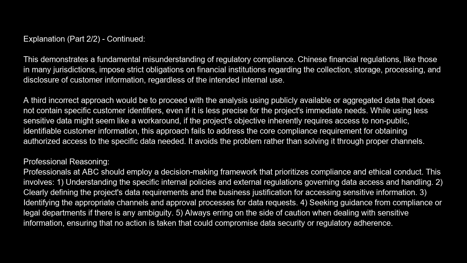Professional reasoning. Professionals at ABC should employ a decision-making framework that prioritizes compliance and ethical conduct. This involves: 1. Understanding the specific internal policies and external regulations governing data access and handling. 2. Clearly defining the project's data requirements and the business justification for accessing sensitive information. 3. Identifying the appropriate channels and approval processes for data requests. 4. Seeking guidance from compliance or legal departments if there is any ambiguity. 5. Always erring on the side of caution when dealing with sensitive information, ensuring that no action is taken that could compromise data security or regulatory adherence.